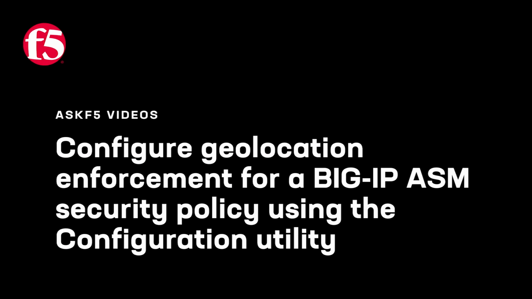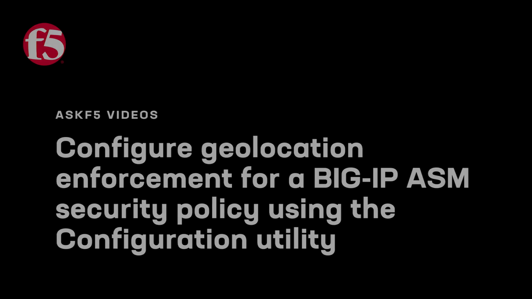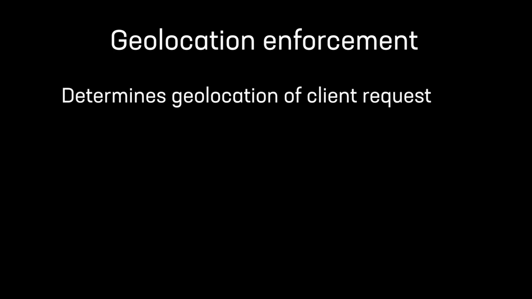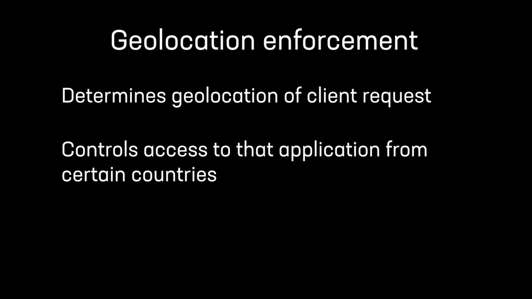Hi, today Ask F5 shows you how to configure geolocation enforcement for a BIG-IP ASM security policy using the configuration utility. When you configure geolocation enforcement for a BIG-IP ASM security policy, the system determines the geolocation of a client request and controls access to that application from specific countries.